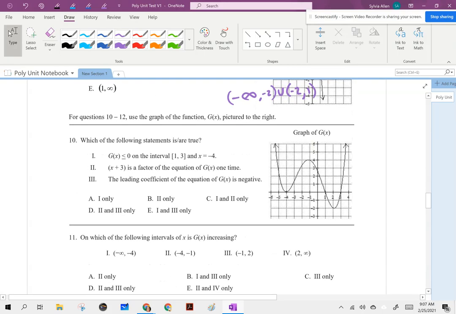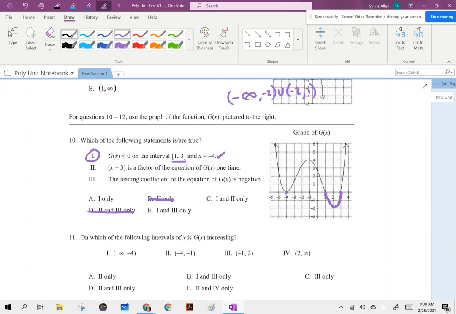All right, number 10, which of the following statements are true? Number 1, g of x is less than or equal to 0, which means it's negative or equal to 0. So it's equal to 0 here, here, negative, and here. All right, so on the interval from 1 to 3, and it's a bracket, so it's including that, and x equals -4. And that's true because it's equal to on that. So I would say that 1 is correct. So let's get rid of all the ones that don't contain a 1. Okay, so the rest of them contain a 1.